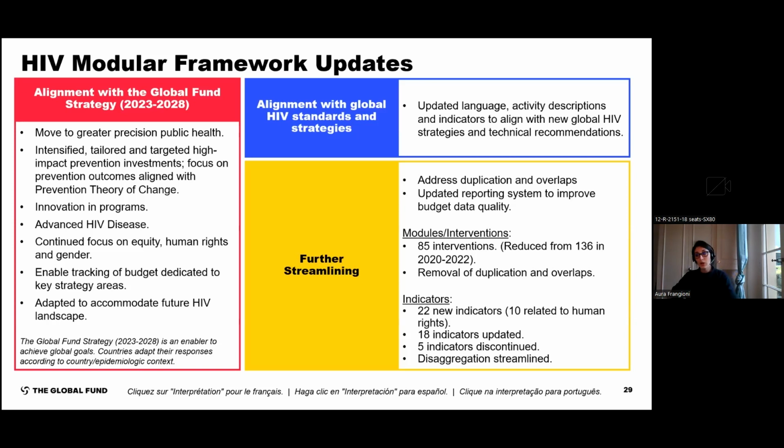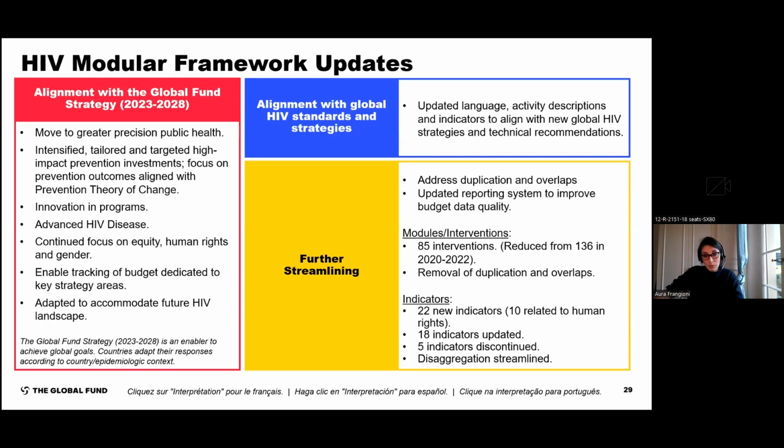On the first point, to align with the new Global Fund strategy, the modular framework reflects the focus on precision public health, the need for improved and intensified prevention investments, and the Global Fund's commitment to advanced disease and sexual and reproductive health. Precision HIV prevention now is a priority in the new strategy, and changes to the modular framework address this priority. Additionally, the modular framework now also encourages budgeting for access to prevention options via low threshold and non-facility platforms, such as digital, community, or self-care.